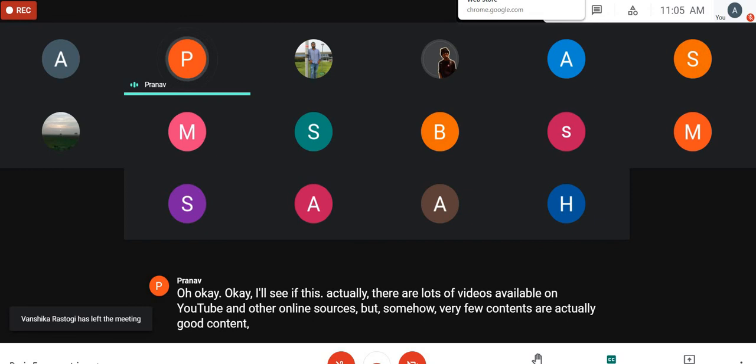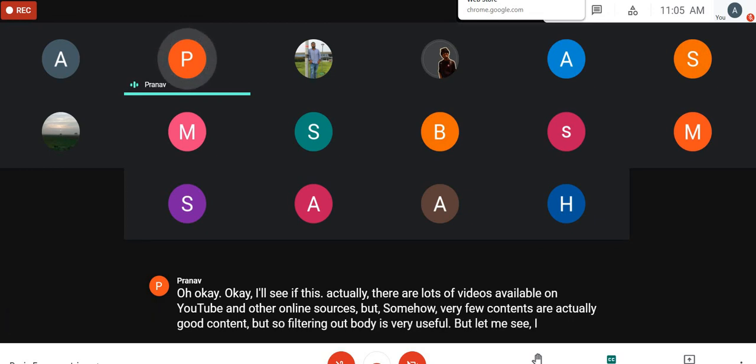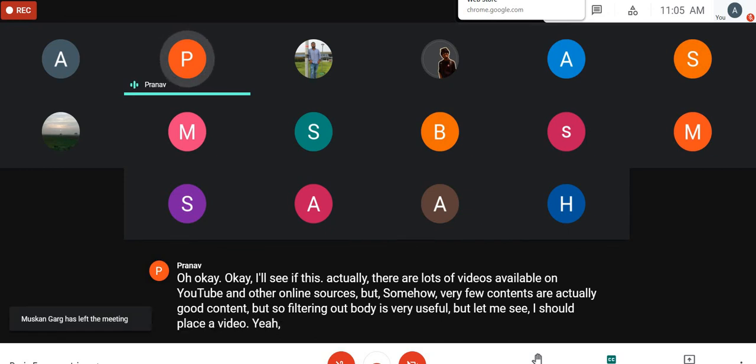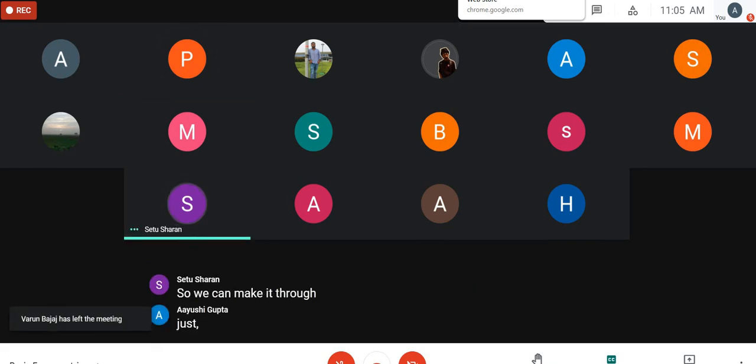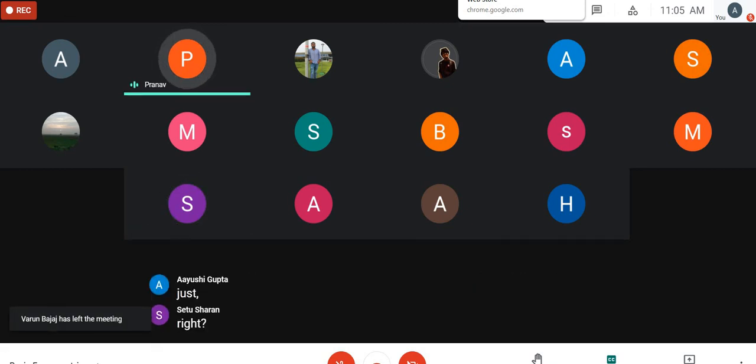But filtering out is very important in that. But let me see, Ayushi, if there is such a video, or if through some friend I'm able to find a software which makes it possible, then definitely I'll go for that. Sir, we can make it through Python, right? It can be made in Python, yes, correct.